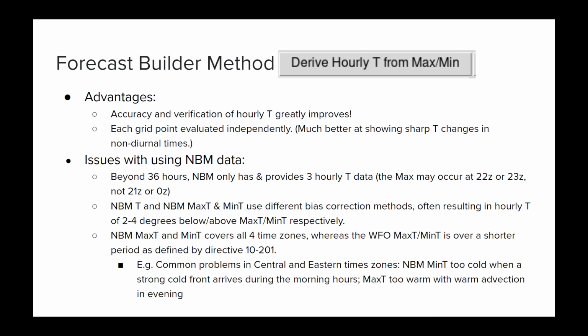The advantages of the ForecastBuilder hourly T method are that the accuracy and verification of hourly temperature greatly improves. The other big advantage is that because each grid point is evaluated independently, it's much better at showing sharp temperature changes in the diurnal trends, or even handling different diurnal trends on the same grid domain.